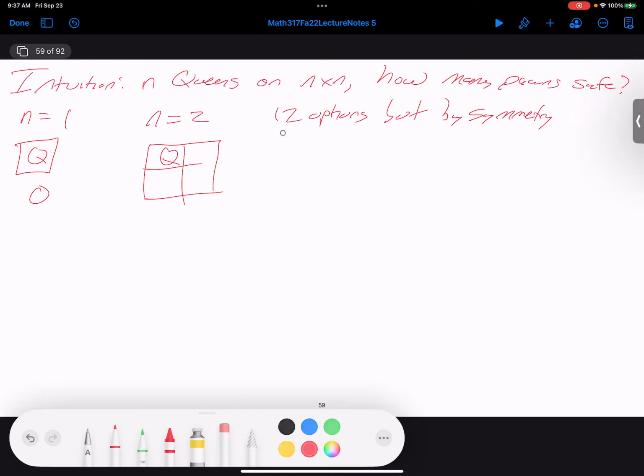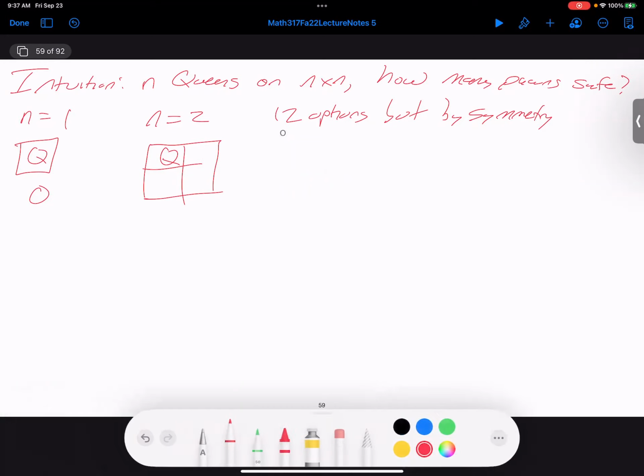Okay, so if I look at symmetry, without loss of generality, I can rotate the board so that the queen is in the upper left corner. How many places are there now to put the next queen up to symmetry? So how many spots do I have for the next queen up to symmetry? So 2. What are the two possibilities?